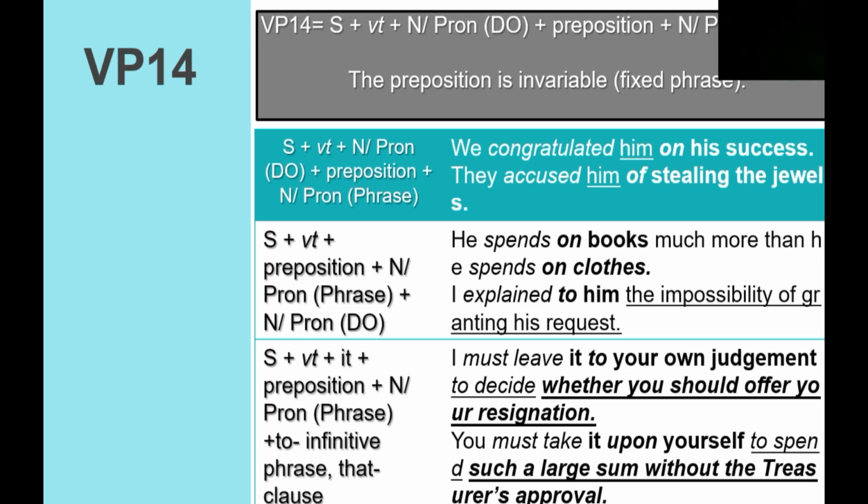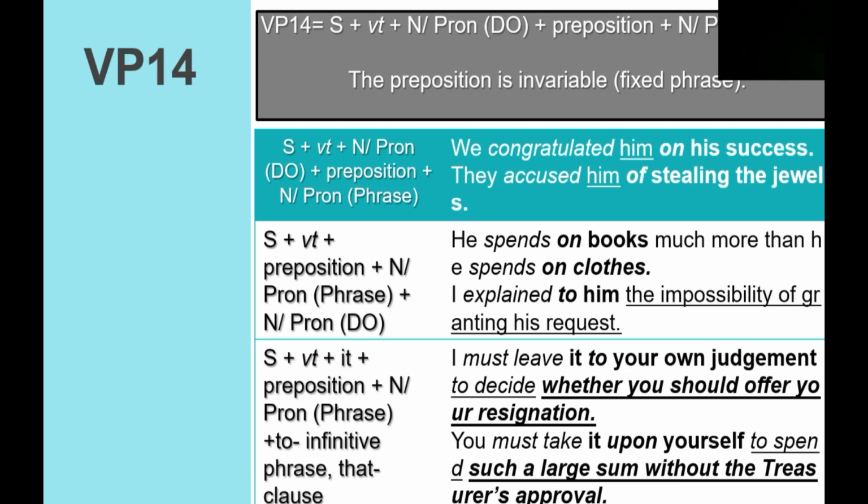So in the previous pattern, VP13, we also have a preposition. But what differentiates the preposition in this pattern is that the preposition used in VP14 is not only for and to. It can be any preposition, but they are invariable prepositions. What does it mean? The prepositions are usually fixed phrases with the verb, or the prepositions used here are the prepositions that are commonly used with certain verbs.